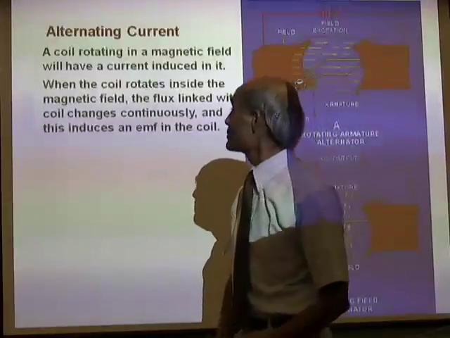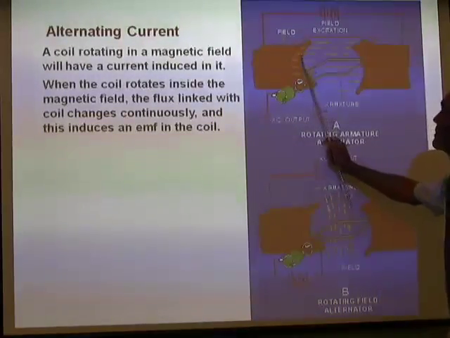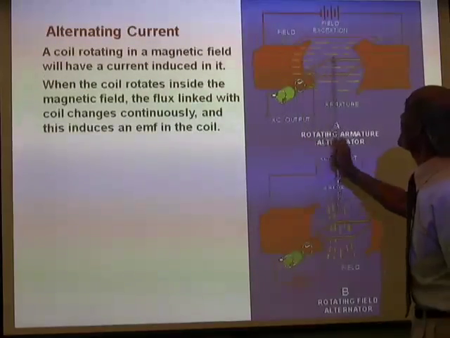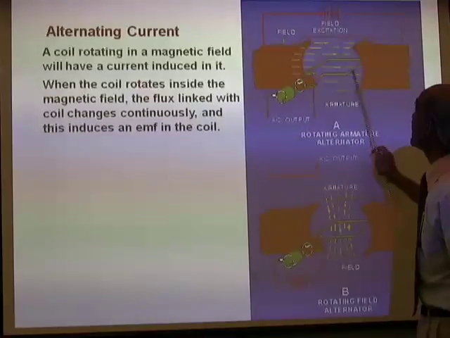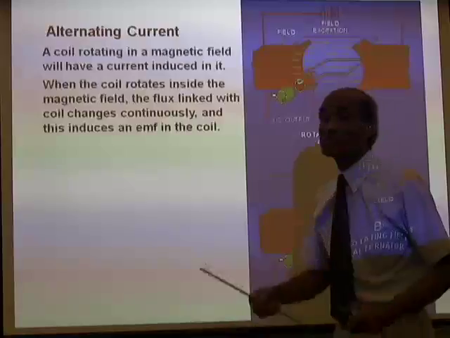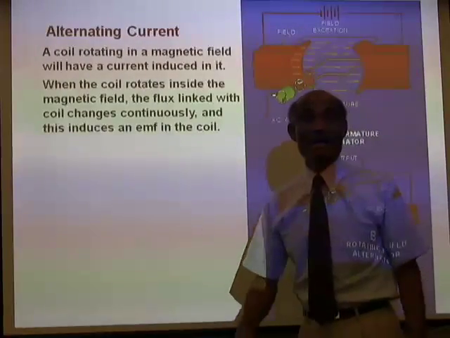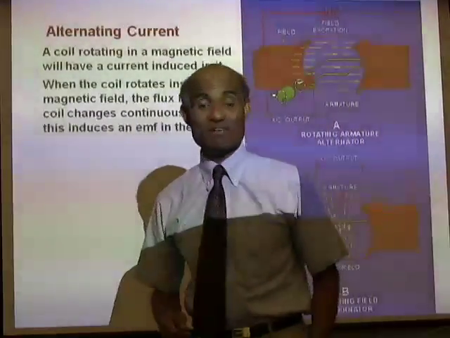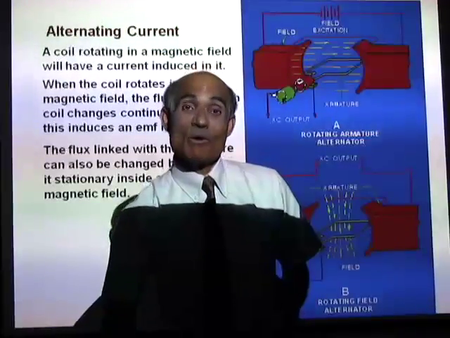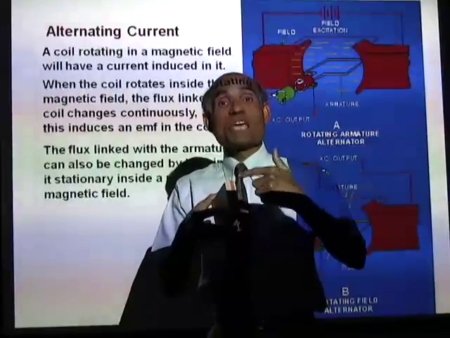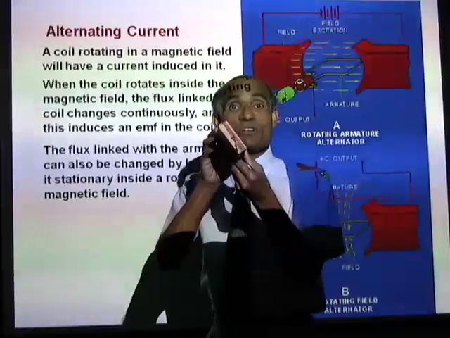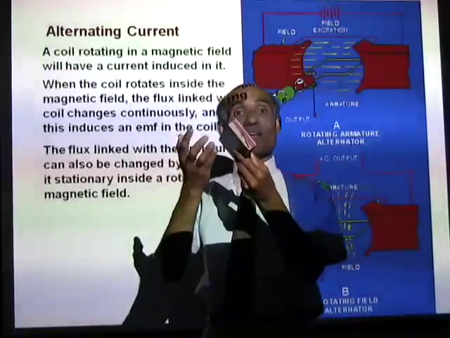When the coil rotates inside the magnetic field, here I have represented a magnetic field that is directed from left to right, and we have a coil that is rotated in it. The flux linked with the coil changes continuously, and this induces an EMF in the coil. That's what we have been talking about so far. However, there is another way to change the flux linked with the coil. You can keep the coil stationary and rotate the magnetic field.